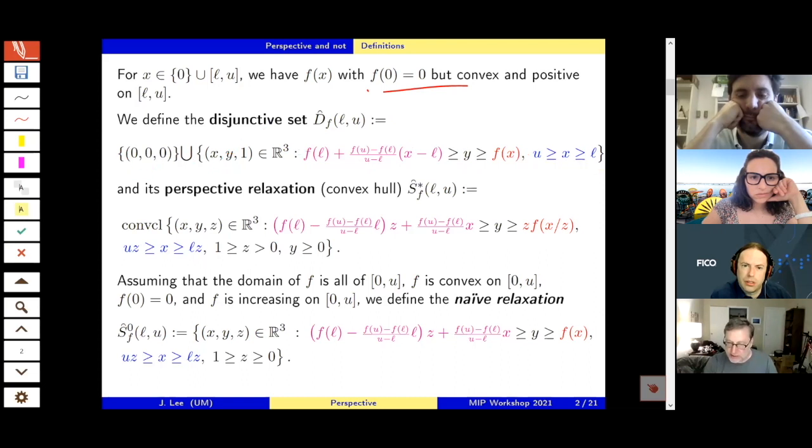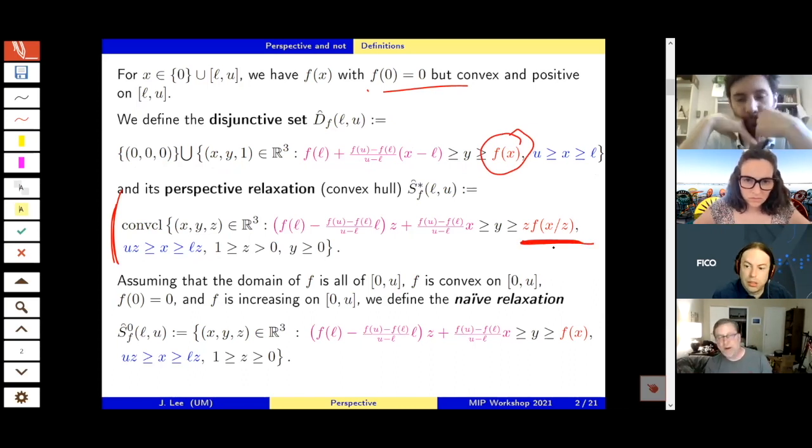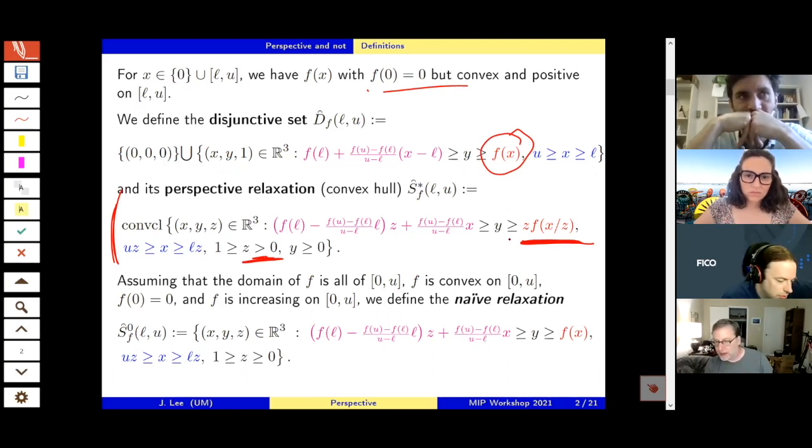So you have a three-dimensional set, so why not just take the convex hull? And that's the perspective relaxation. Roughly speaking, what you do is you perspectivize f of X. What that means is divide by a new variable Z, which is positive, inside of the f, and then you multiply by Z on the outside. I'll draw a picture in a second, but that's what perspectivizing is.